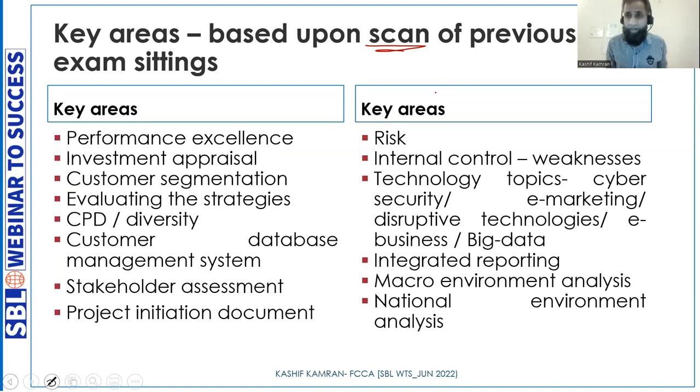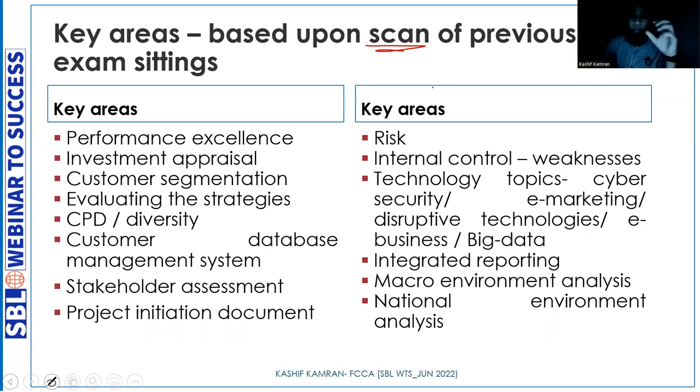External environmental analysis, or macro environmental analysis, is primarily the PESTEL model. Then national environmental analysis and national competitive advantage. I hope you're familiar with the Porter Diamond, which has come a couple of times in the past papers. Knowing about the Porter Diamond and the national advantage is very important. PESTEL is also important. These are some key areas based on the scan of the past papers, so you should be familiar with them.